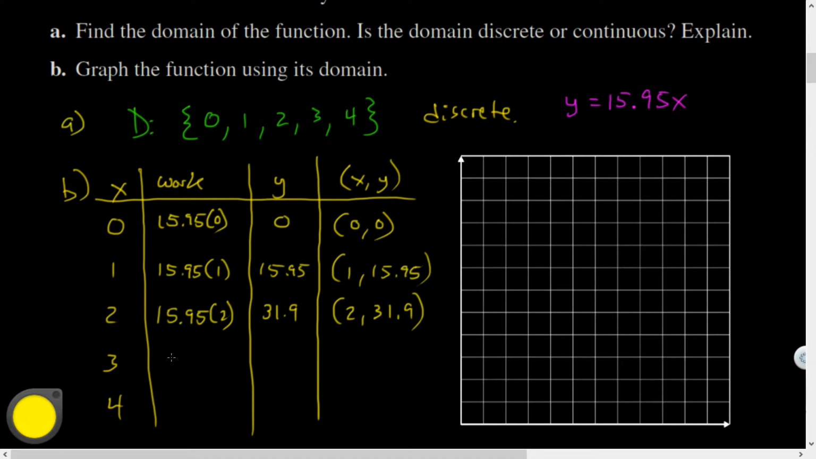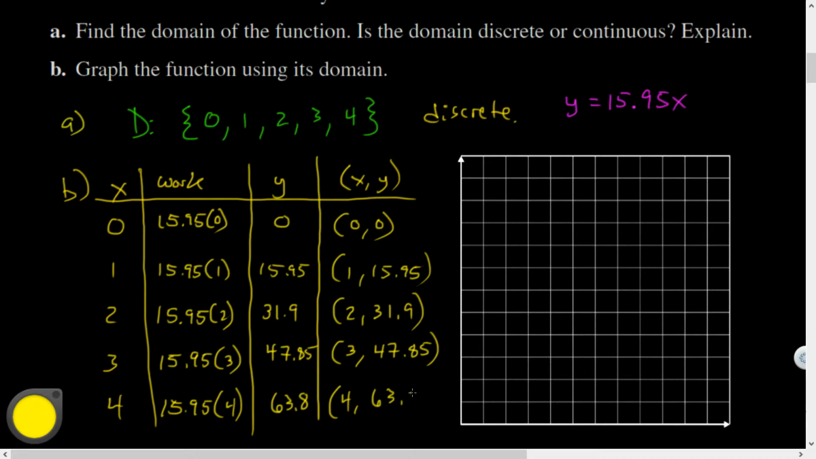Good, good. Let's keep doing it here. We're on a roll. 15.95 times 3 happens to be 47.85. So as an ordered pair, the input was 3, the output was that. So write it as an ordered pair, 3, comma 47.85. And lastly, 15.95 times 4, if I evaluate that, happens to be 63.8. And so I'll have 4, comma 63.8, the maximum value for my graph.